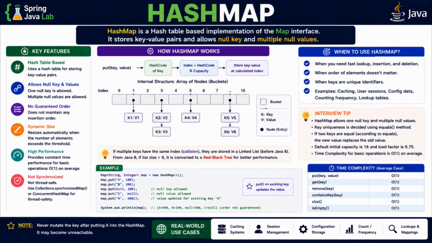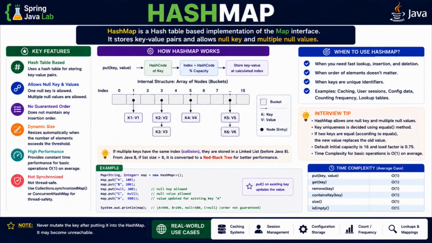The most commonly used implementation of map is HashMap. If you ask experienced Java developers which map they use the most, the answer is usually HashMap. HashMap stores data as key-value pairs. It allows one null key and multiple null values. One important characteristic is that it does not maintain insertion order. If you insert entries in a particular order, you shouldn't expect to retrieve them in the same order. The biggest advantage of HashMap is its performance. Searching, inserting, and removing elements are extremely fast in most situations. That's why HashMap is widely used in caching, session management, configuration storage, counting frequencies, and lookup tables.